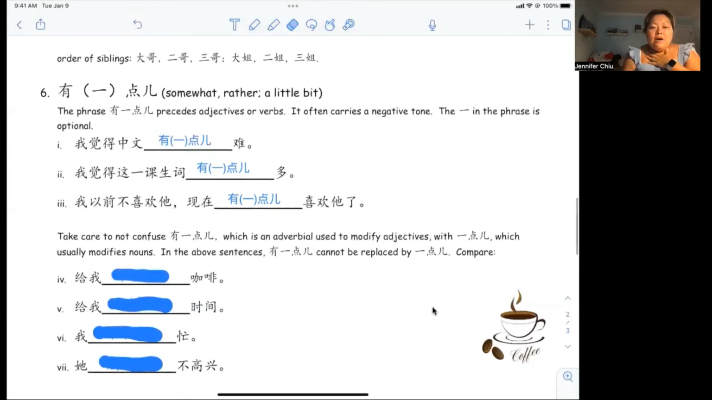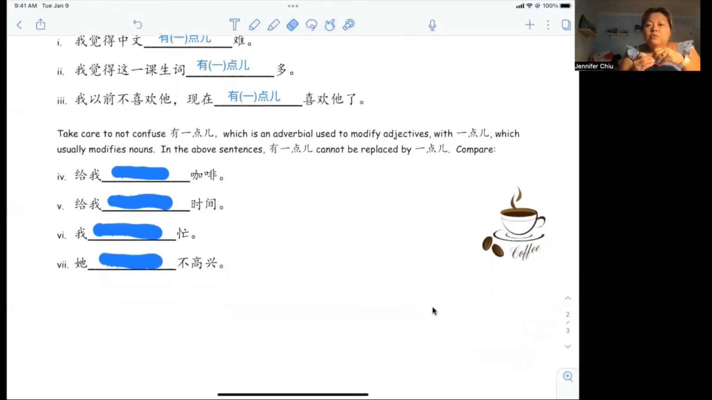Okay? Now, don't confuse 有一点 with 一点. 一点 is a little bit of something. This 有一点 carries a little bit more feeling to it and is not about an actual object. So for example, it says 给我一点咖啡. You don't say 给我有一点咖啡, because coffee is an actual thing that you can have a little bit of. So 给我一点咖啡 or 给我点咖啡. 给我一点时间. Time is something you can give too. So it is an actual object.